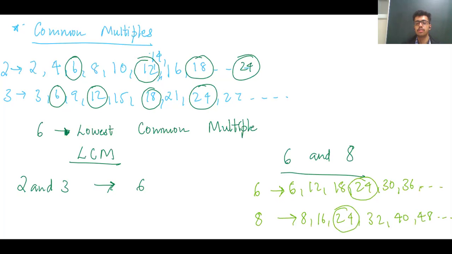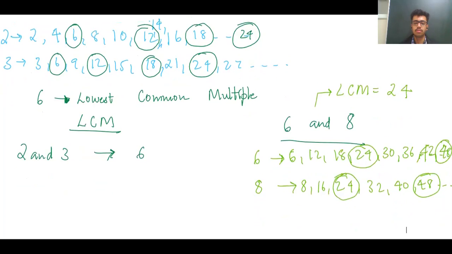Even after 36, we get 42 and 48. So even 48 is a common multiple. What is the lowest common multiple? That is the LCM, which is 24. So the LCM of 6 and 8 is equal to 24.